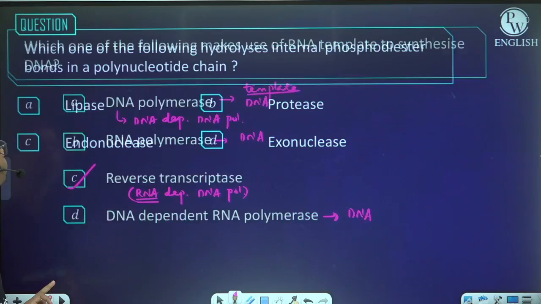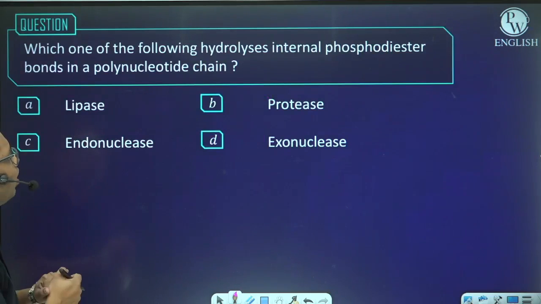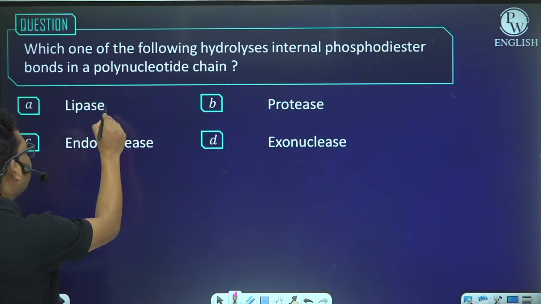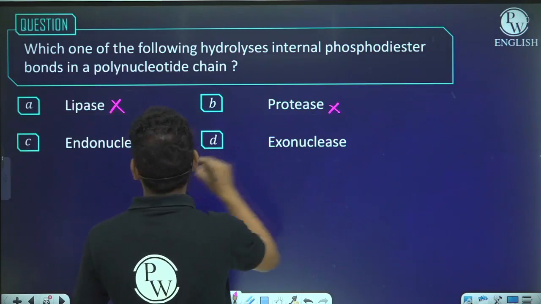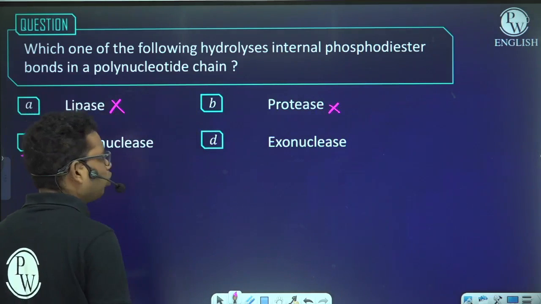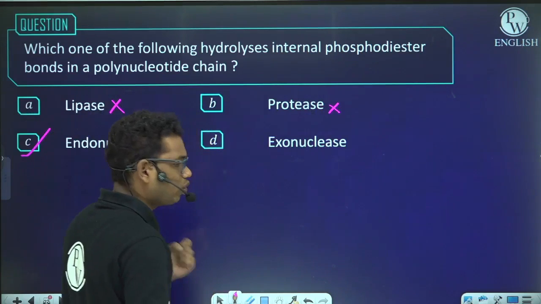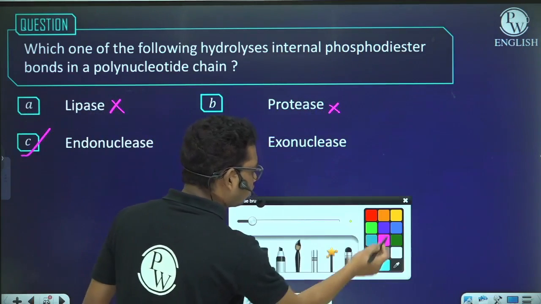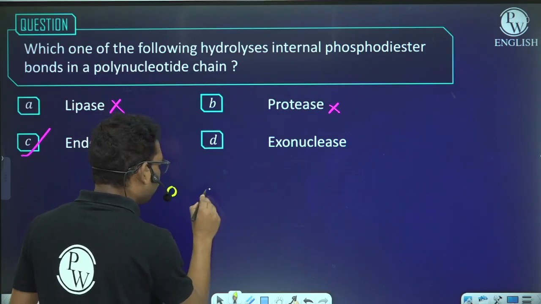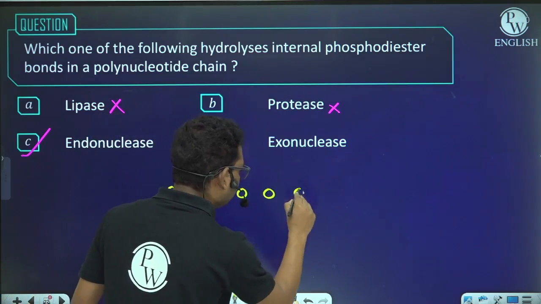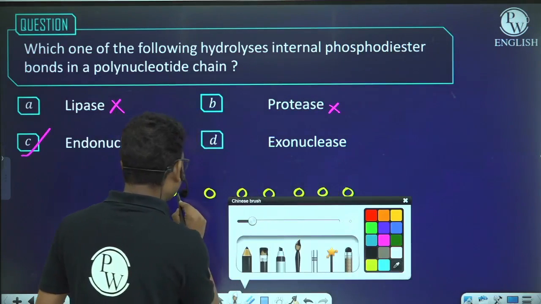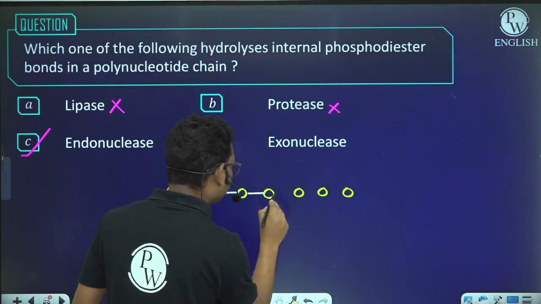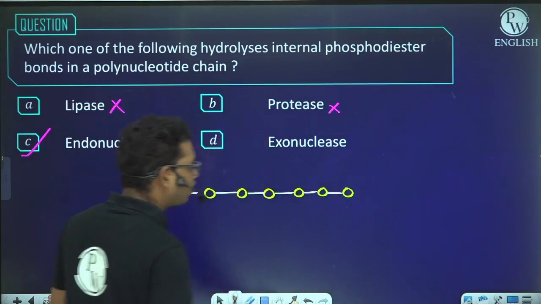Okay, now next. Which one of the following hydrolyzes internal phosphodiester bond? Lipase, no. Phosphodiester bond is not broken by lipase. Protease, not. It is the endonuclease. So what is endonuclease? What is exonuclease? Let me tell you one by one. Suppose these are the nucleotides, and between these nucleotides I will have phosphodiester linkages.